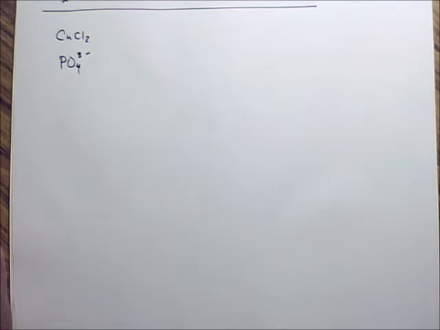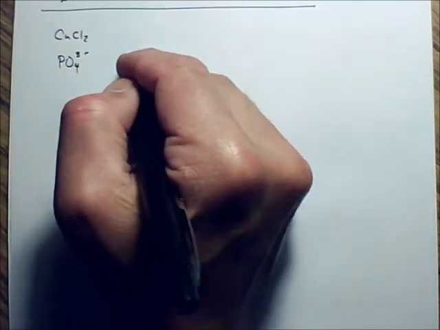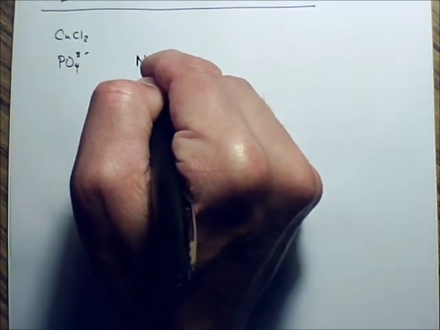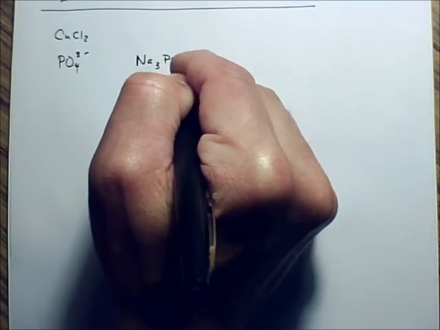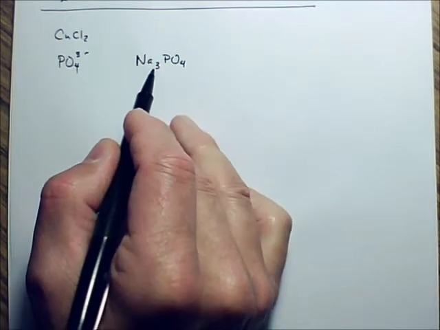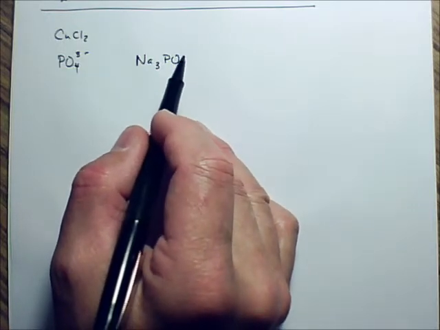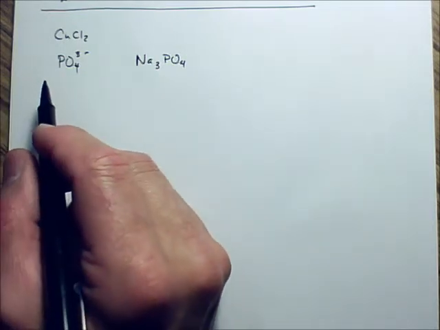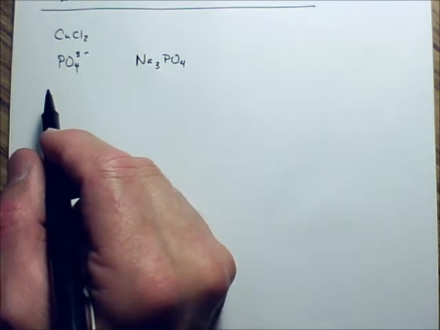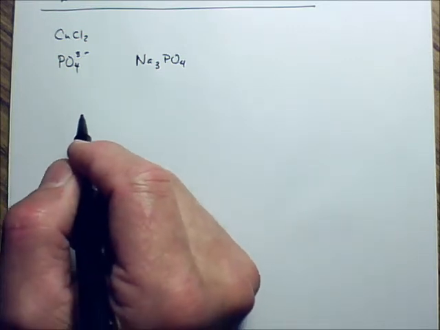Well, what's it bonded to? What is the formula that contains the PO4? Na3PO4. Okay, Na3PO4. Does the 3 travel? The 3 does not travel, but the 4 does. The 4 is part of this polyatomic ion. So it only travels if it's part of a polyatomic ion.